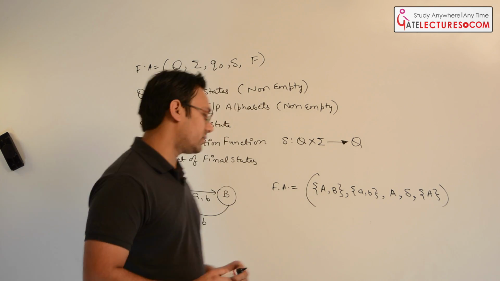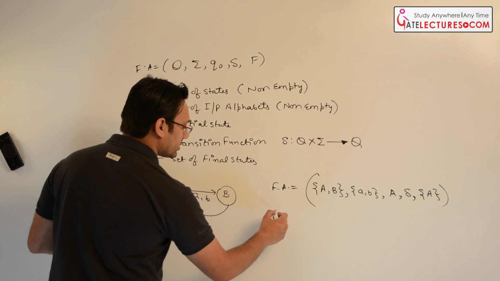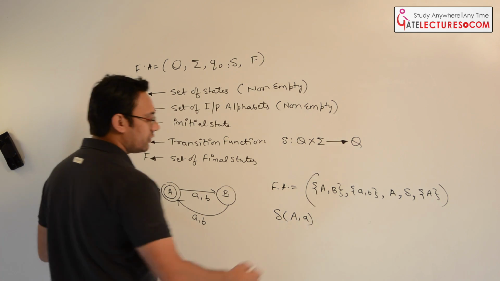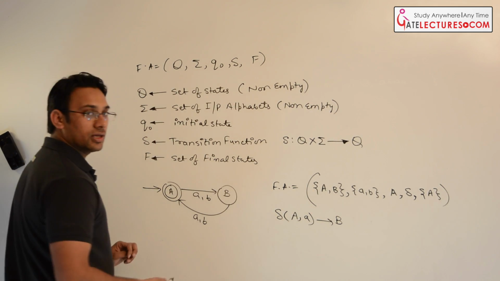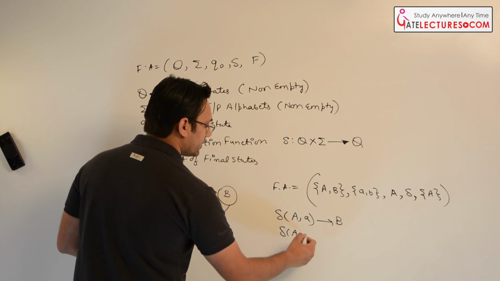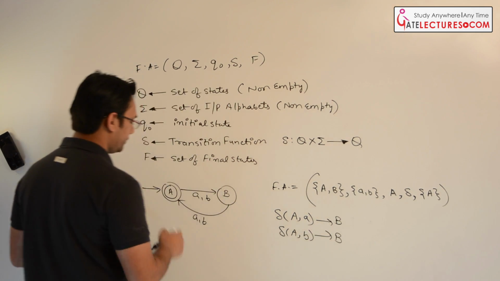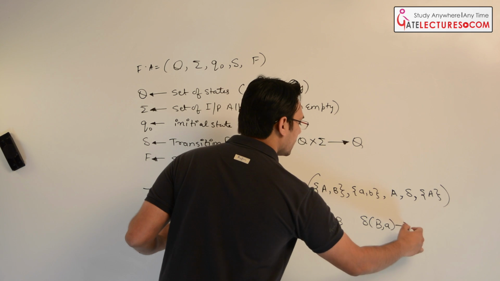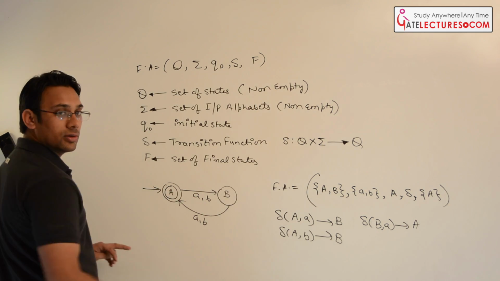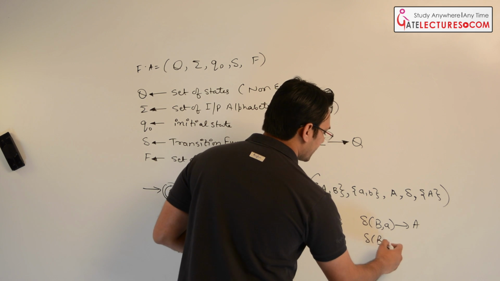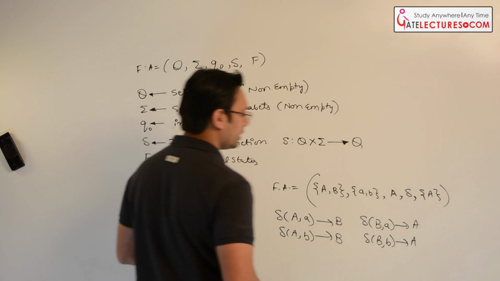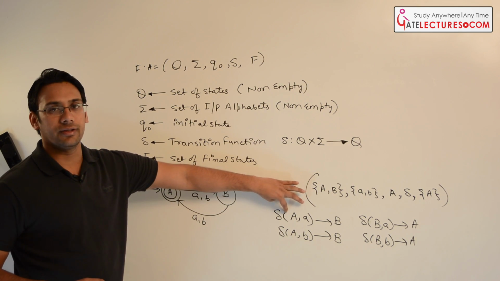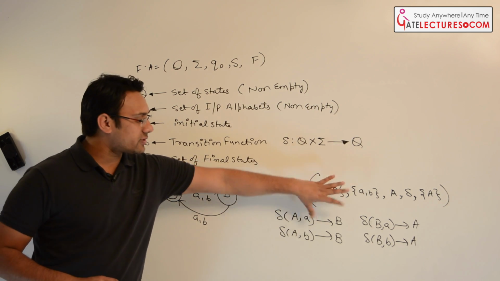Okay, and delta is a transition function. So what is this transition function going to say? It is going to say if we are at state A, we see a symbol A, then we will go to the state B. Now if we are at state A, we see a symbol B, then we will go to the state B, right? If we are at state B, we see a symbol A, then we will go to the state A. If we are at state B, we see a symbol B, then we will go to the state A. So this transition function is going to define, if we are at a particular state and we see a symbol, to what state we are going.